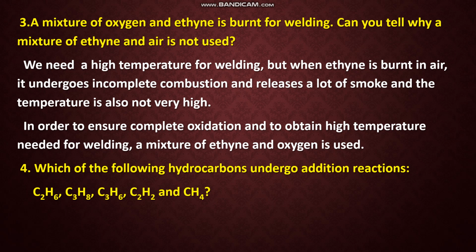You know, alkanes are saturated. They have the general formula CnH2n+2. Alkenes and alkynes are unsaturated. Alkenes have CnH2n and alkynes have CnH2n-2. So how to find out which is alkane, alkene and alkyne? We have to compare their molecular formula with the general formula.